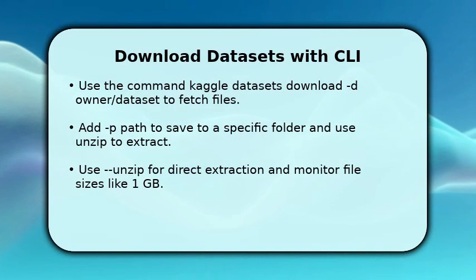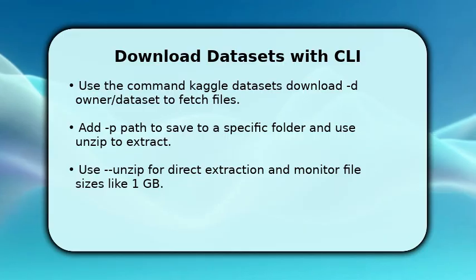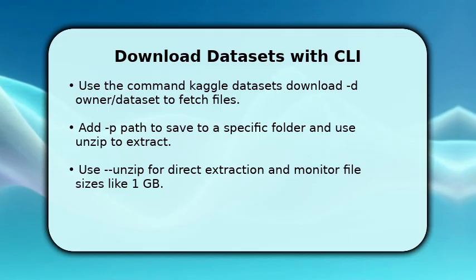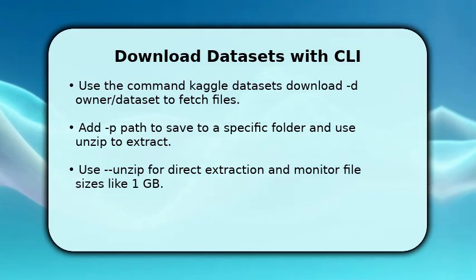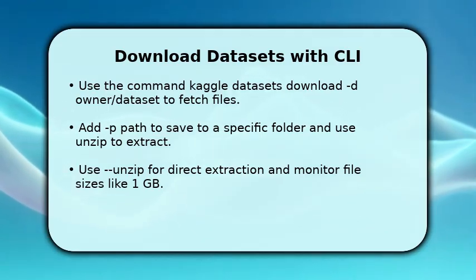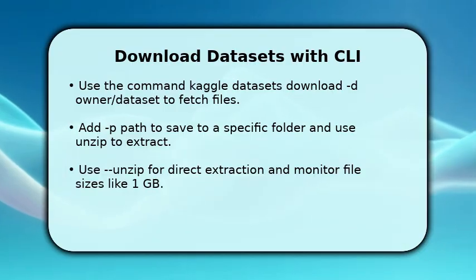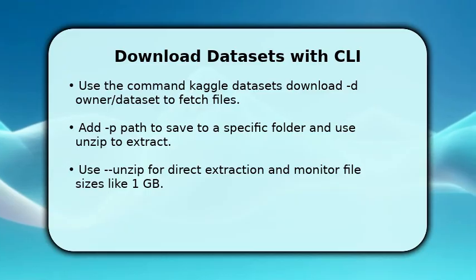Find the dataset slug on Kaggle and copy its owner/dataset identifier for the CLI. Run kaggle datasets download -d owner/dataset to start the download process from your terminal. Add -p path to save files into a specific folder on disk. Use the optional unzip flag to extract compressed archives immediately after download.